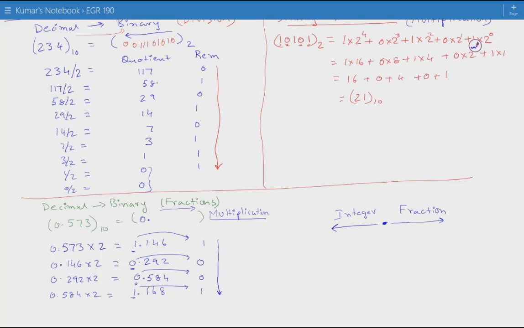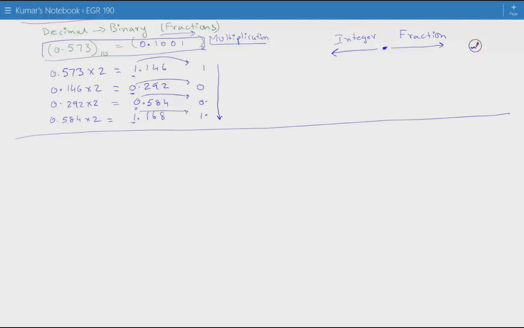As you see here, the first number you start from is this 1, the next one is a 0, the next one here is a 0, the next one here is a 1. So we write that 1. So our number 0.573 in base 10 is 0.1001 in base 2. That is how you convert from decimal to binary.